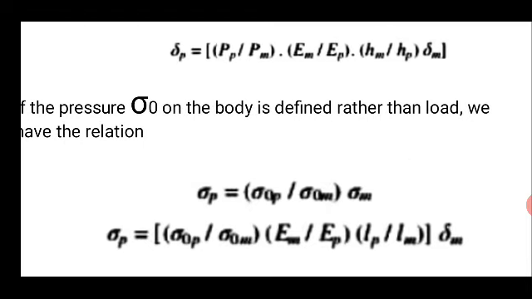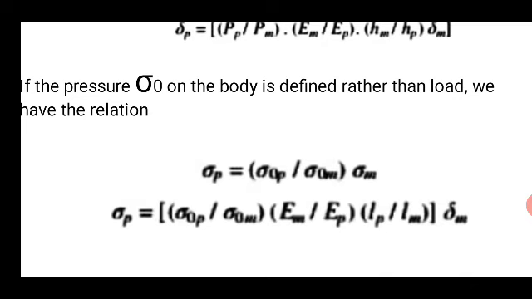Similarly, sigma P can be written as sigma naught of P by sigma naught of M into EM by EP into LP by LM into delta M, where EM is the Young's modulus of the material of the model and EP is the Young's modulus of the prototype.